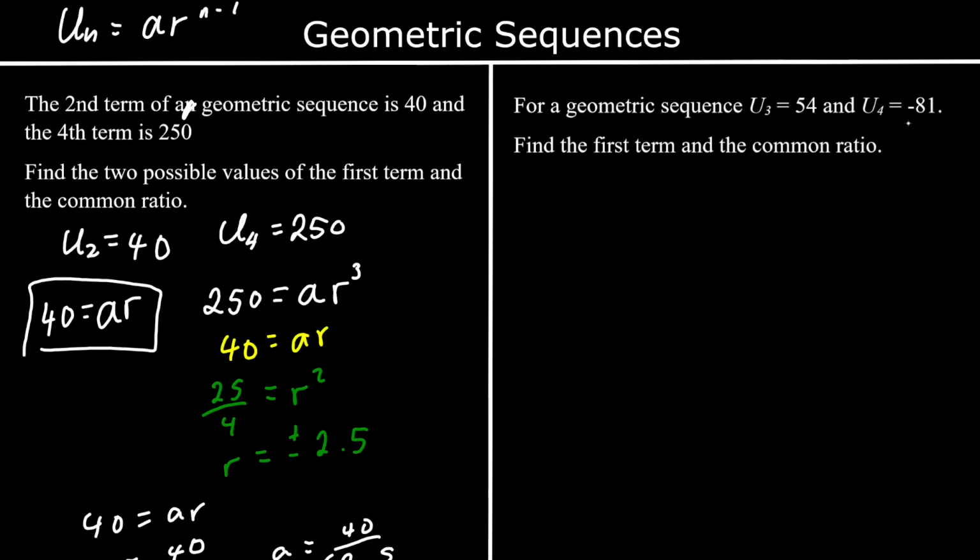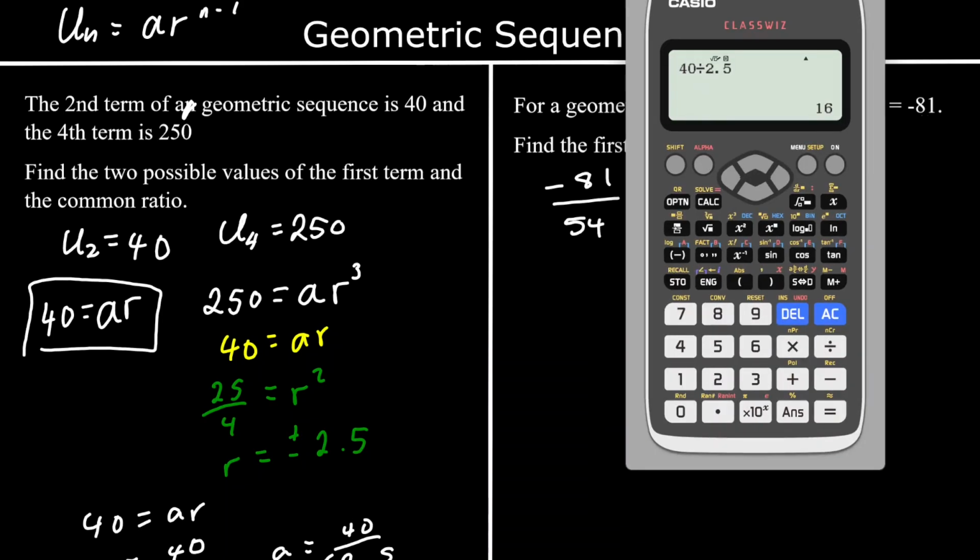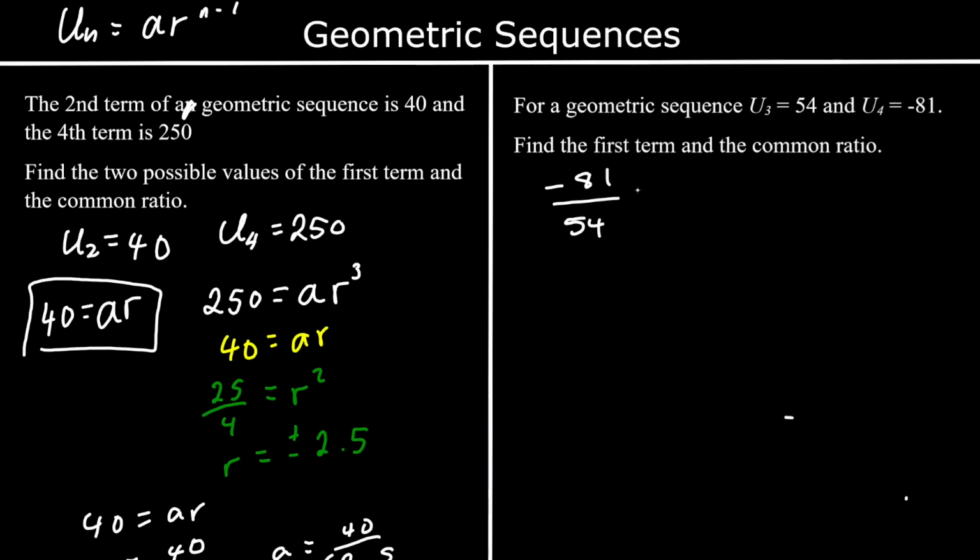So we can find the common ratio by doing u4 divided by u3. What do you times 54 by to get negative 81? And that is minus 3 over 2. So that's the common ratio.